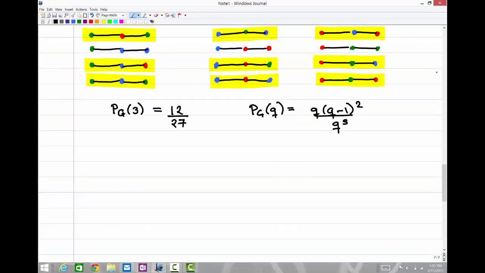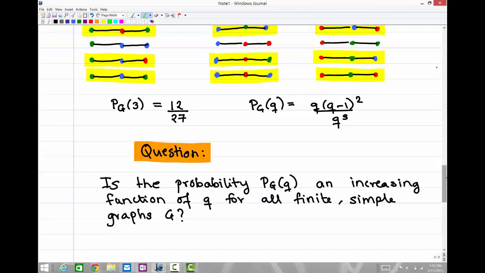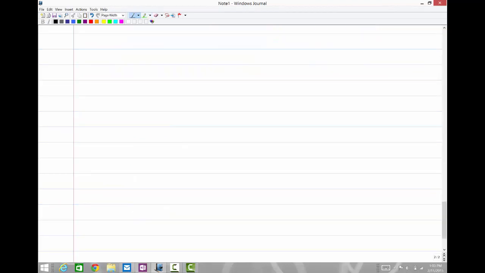In general, we are interested in answering the following question. Is the probability P sub G of Q an increasing function of Q? Intuitively, one would think that this is true. The reasoning being as follows. If we have more colors to color the vertices, then the chance that 2 adjacent vertices have the same color should fall. What may come as a surprise is that this statement is not always true.